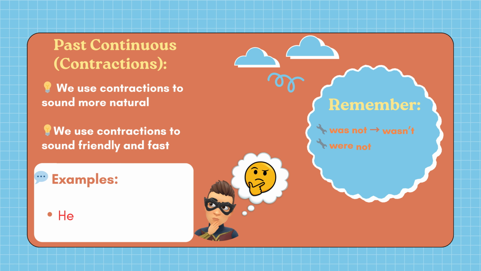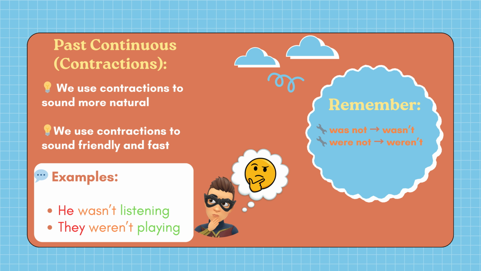Let's talk about why we use contractions when speaking. They help us sound more natural and make sentences easier to say. Instead of, he was not listening, we say, he wasn't listening. It's quicker, smoother, and sounds more friendly. We do the same with were not. It becomes weren't. So remember, wasn't and weren't help your English sound more like real conversation.